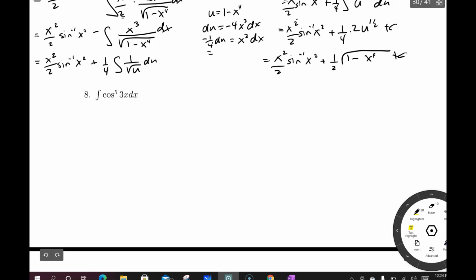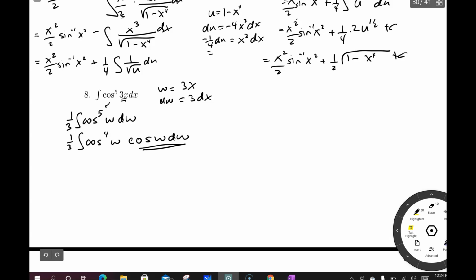All right, this one here, looking at this multiple angle, so I'm thinking w substitution. So let's let w equal 3x, so dw is 3dx, so I get 1/3. All right, so I see cosine to the 5th power, so I know I'm going to need to peel 1 off. So there's my du, cosine w dw. So u is sine. So I just need to change this to sines.